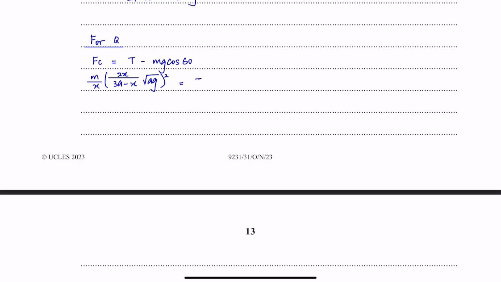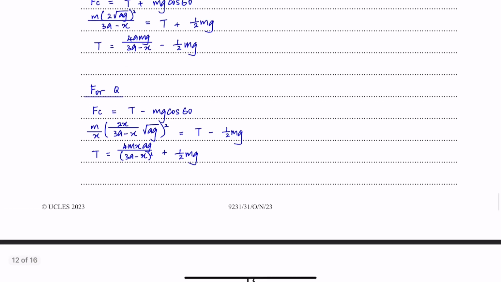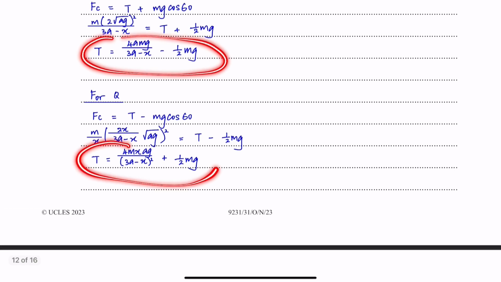And this is equal to T minus half mg. So T would be 4mxag over (3a minus x) squared plus half mg. And now we have two equations for T, and we can equate them together.